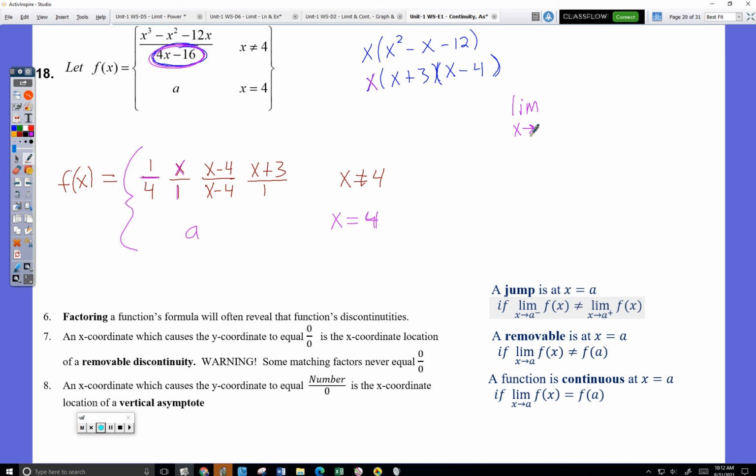What x am I concerned about? Hands up with regard to a possible jump. What x would I be worried about if I'm worried about a possible jump? There we go. What x am I worried about? Let's go, Parker. 4. Who agrees? Point. So that means I check the limit, 2 for Parker, as x gets close to 4 from the left.